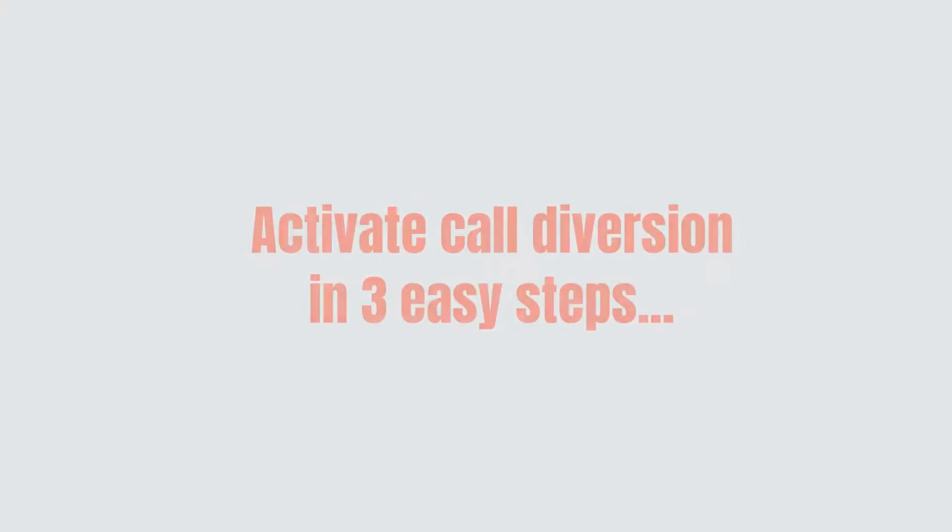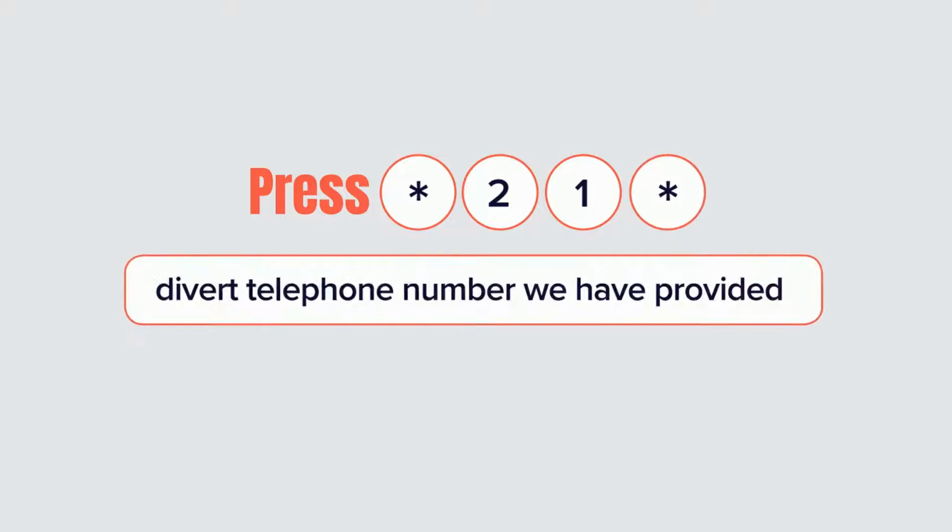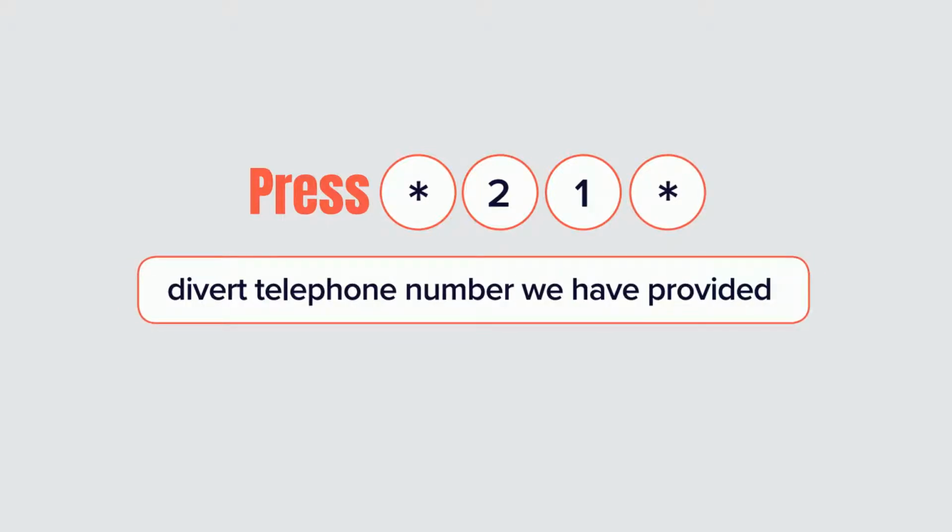You can activate call diversion in 3 easy steps. Firstly, press star and then type your chosen divert code. Then press star again and type in the divert number we have provided. Finally, press hash and you're all done.